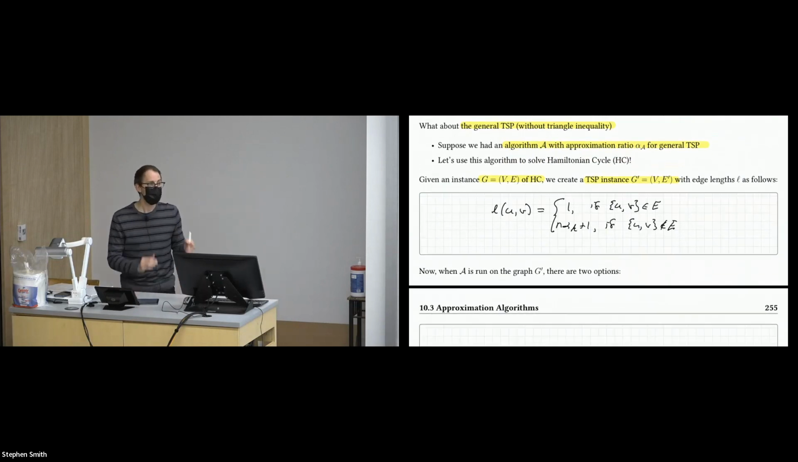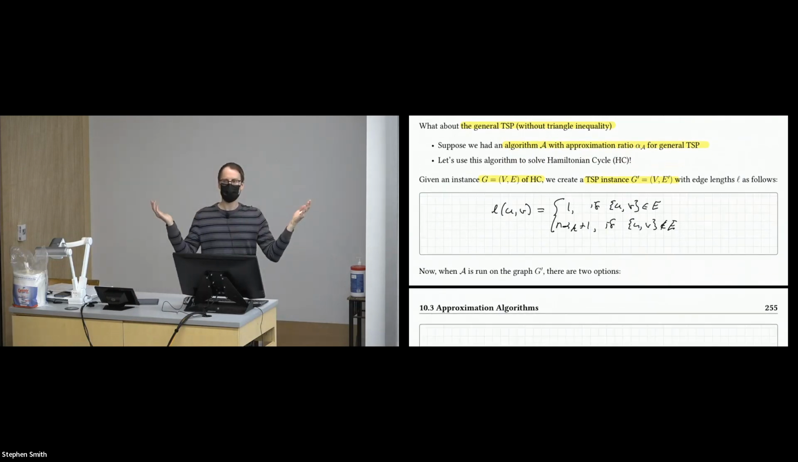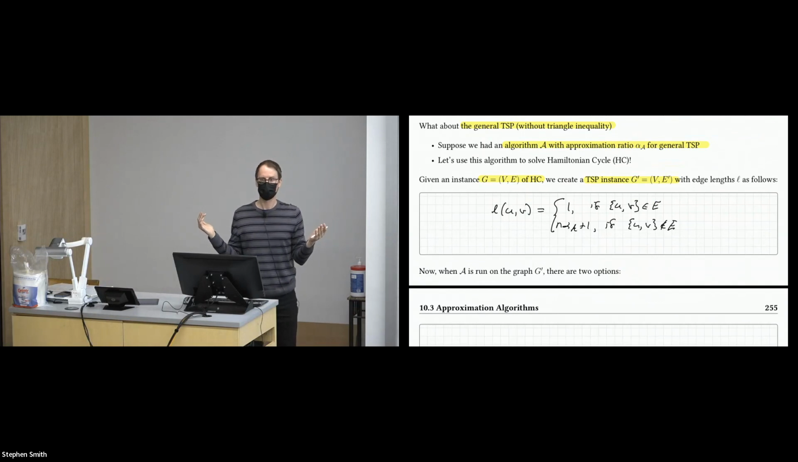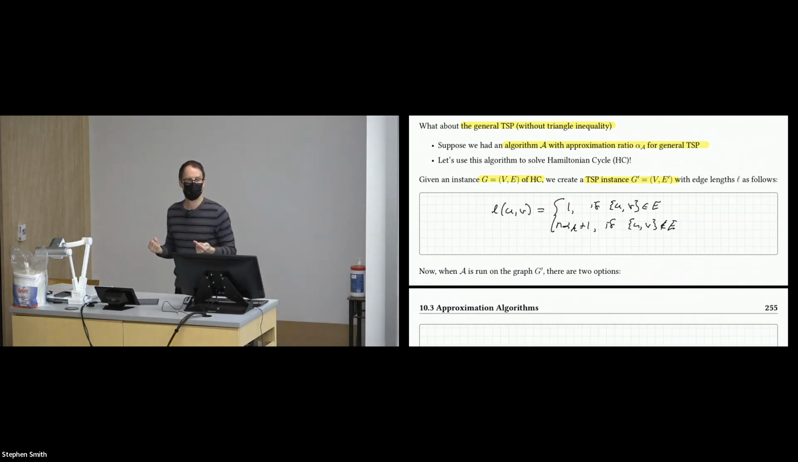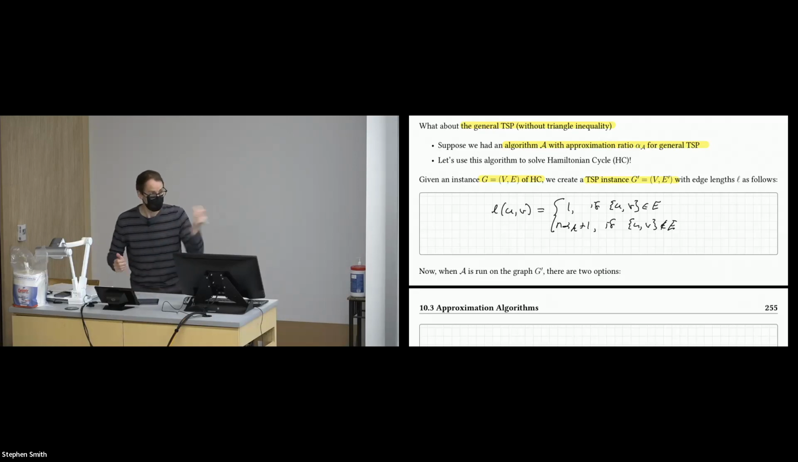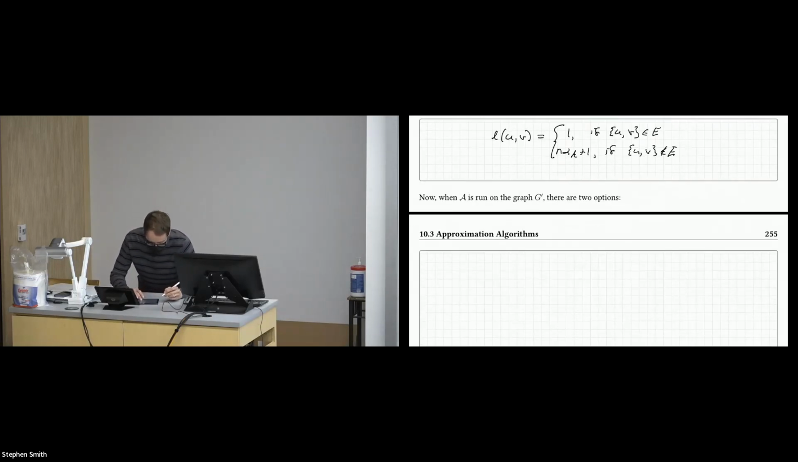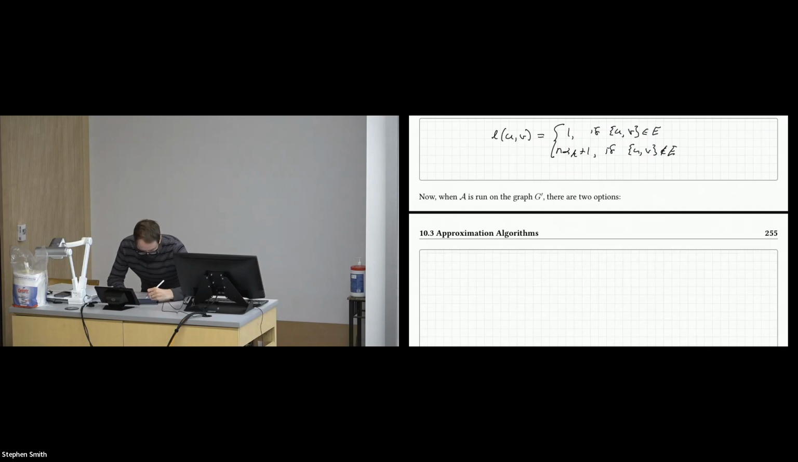So let's say I run this algorithm. There are two options. One, it happens to use all edges of length 1, then it found a Hamiltonian cycle. Option 2 is it doesn't use all edges of length 1, and then we'll figure that case out next. So when A is run on this graph I just created, there are two options.